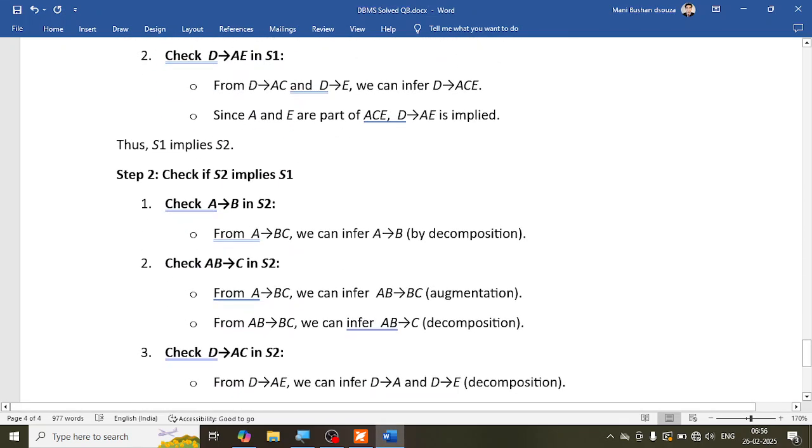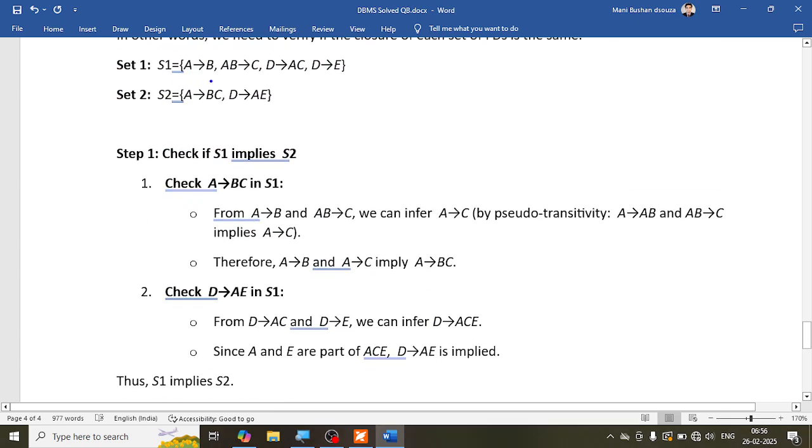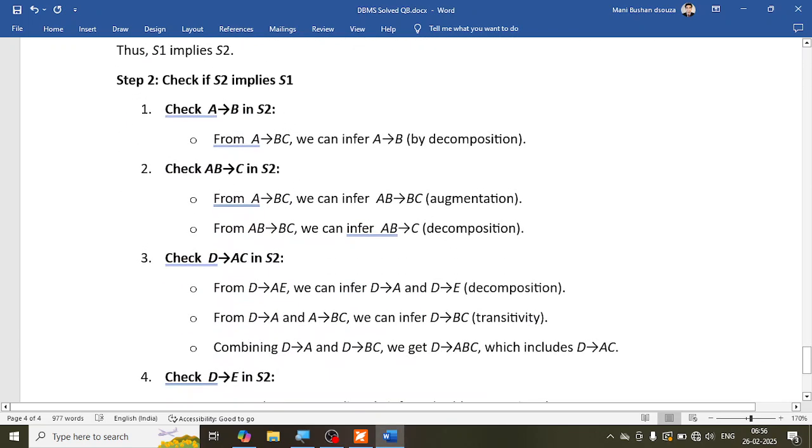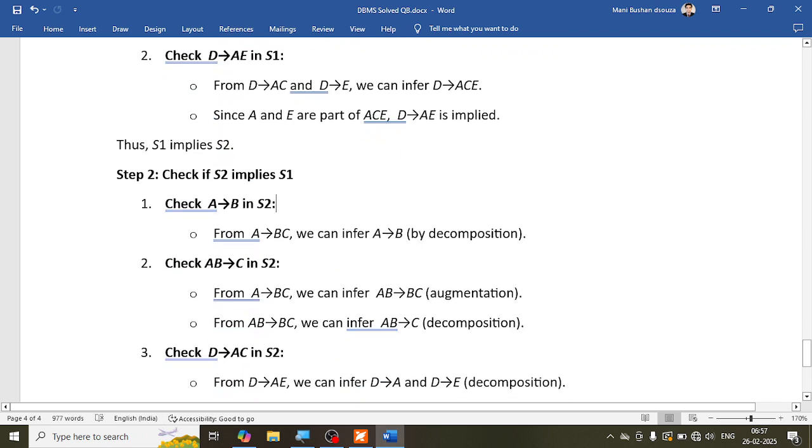So how do we go about doing that? Whether A derives B. So I'm going to take the first one. Let's take this one. A derives BC. What does that mean? It means to say that you can decompose this one. Let me write that thing. So A derives BC. This is given. Remember, let me just show you what is given over here. A derives BC. This is given here.